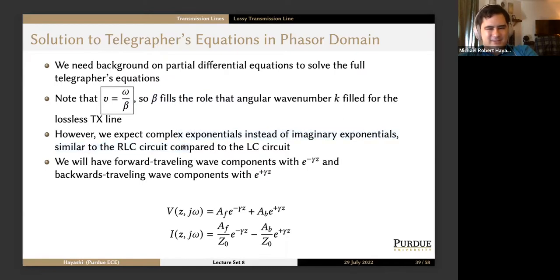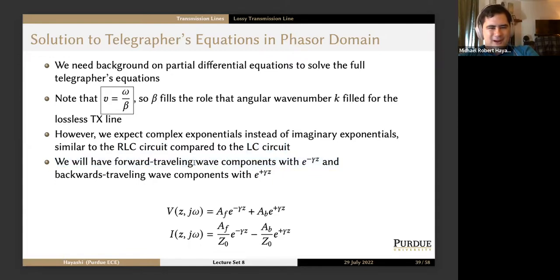However, we expect complex exponentials instead of imaginary exponentials, because now that we have loss, this is more like the RLC circuit where we have real and imaginary components in our exponent, compared to the LC circuit where we had just imaginary components in our exponent when we're looking at the time domain solution.